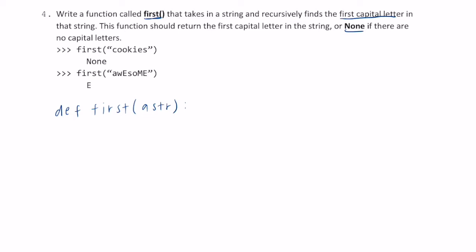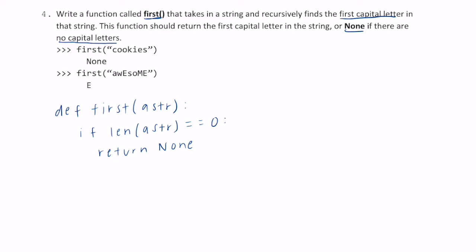Alright, so the very first thing we start out with is our base case. So in this case, we know that if there are no capital letters, then I want to make sure that I return none. So I'm going to say, if the length of my A* equals 0, return none. Now, this base case will only happen if I keep shortening A* and I never reach a capital letter.